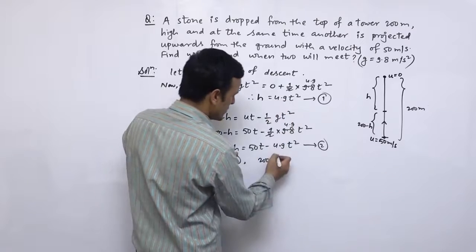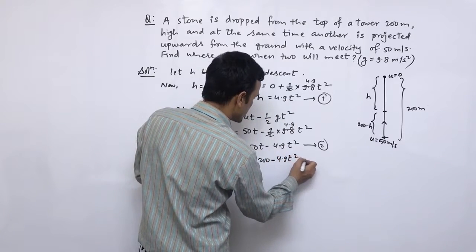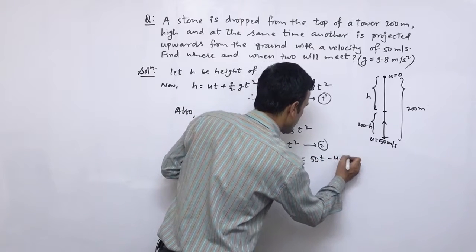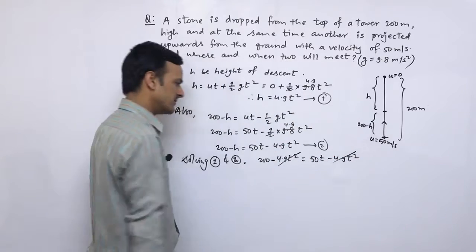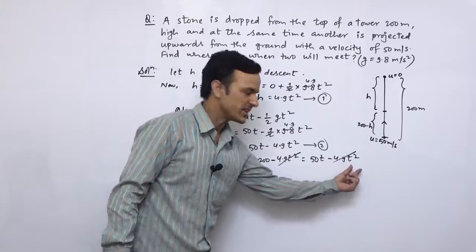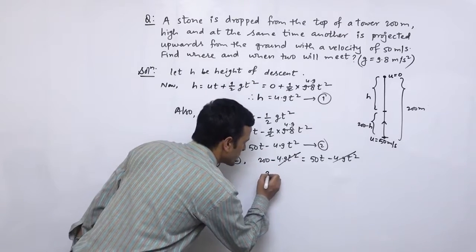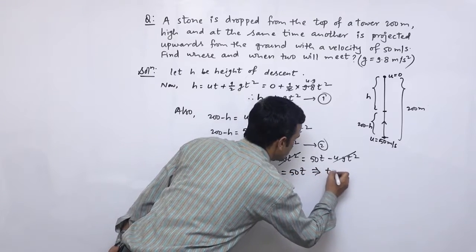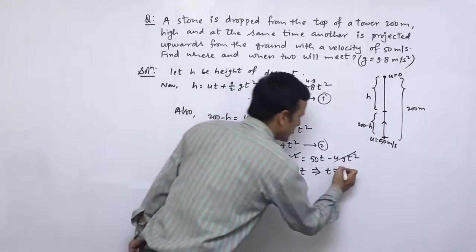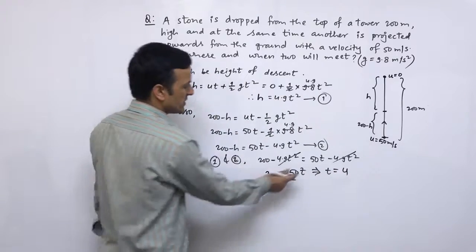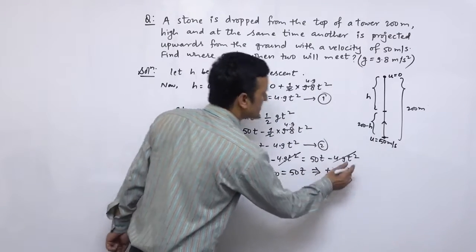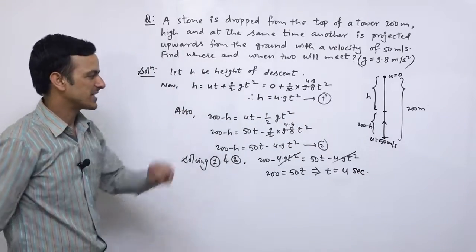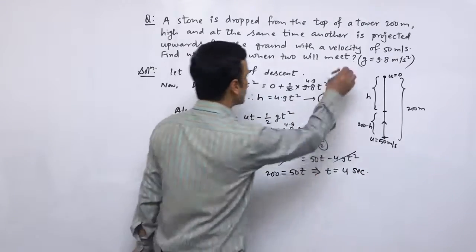In place of h, write 4.9 t square, and 50t minus 4.9 t square. This and this cancelled. This is the same term we get here. You can see, so 200 is equal to 50t, which implies t is equal to 200 divided by 50. 50 goes into 200, 4 times. So t is 4 seconds. It takes 4 seconds to drop the particle.